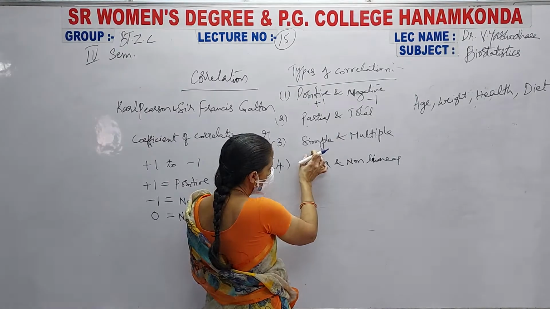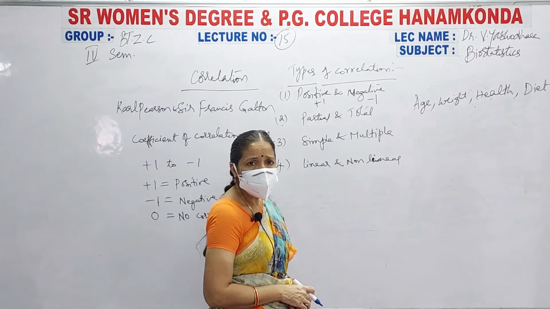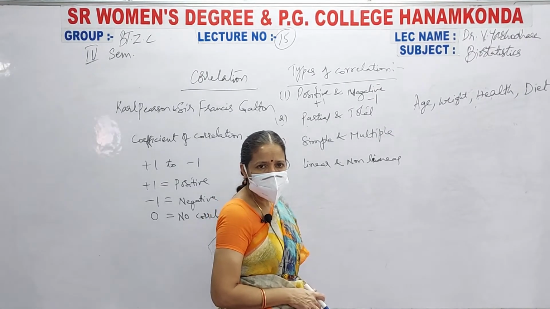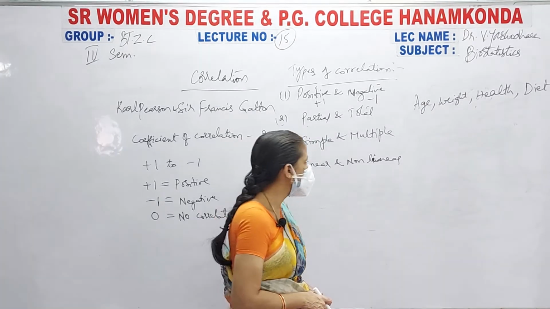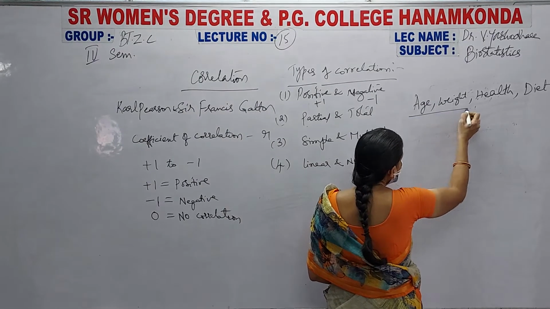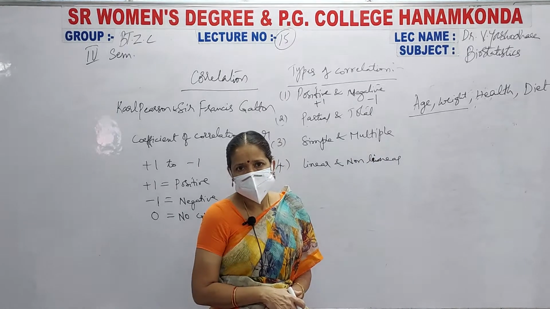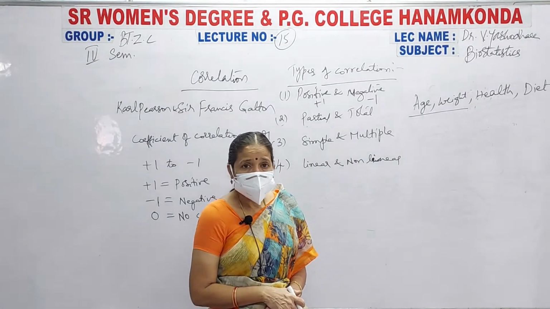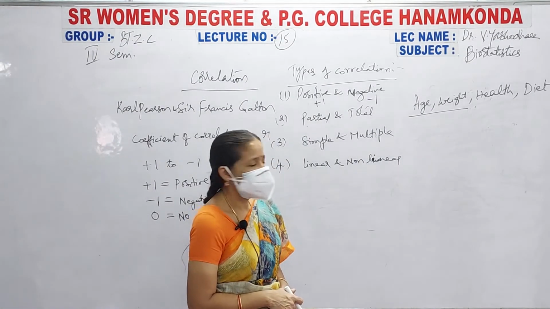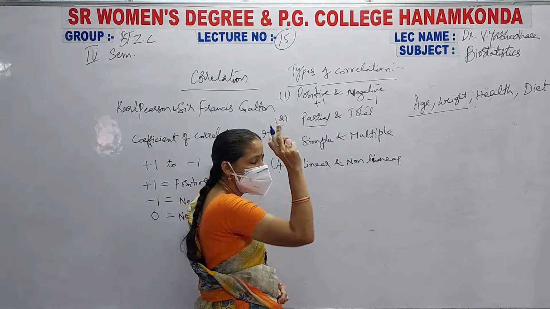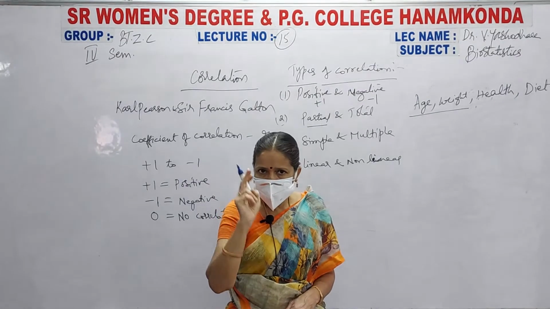Now coming to the simple. Simple correlation is a type of correlation where you are checking the correlation of two variables at a time. That means I am not saying that only two variables. I said partial, where only two variables are taken into consideration.